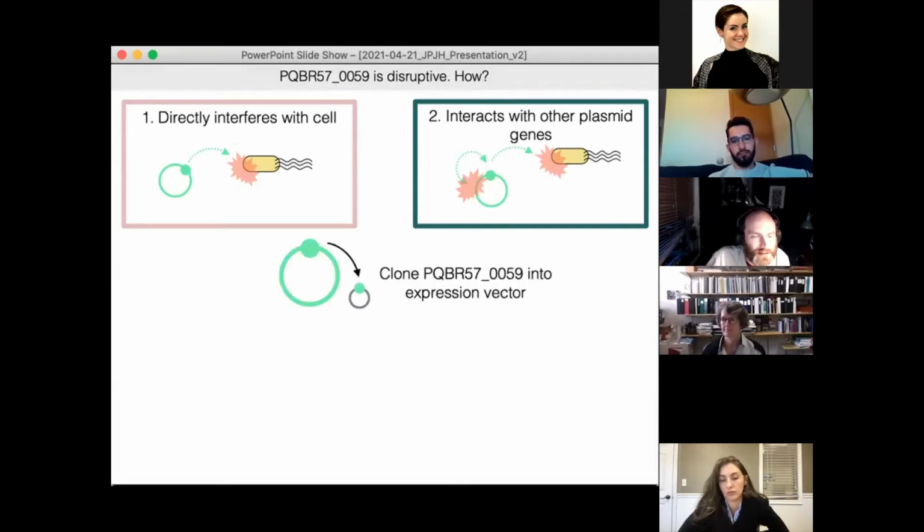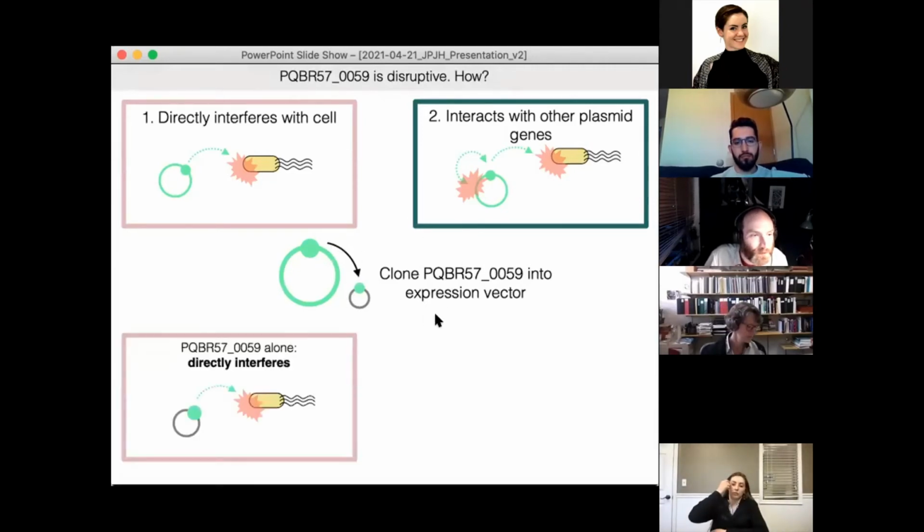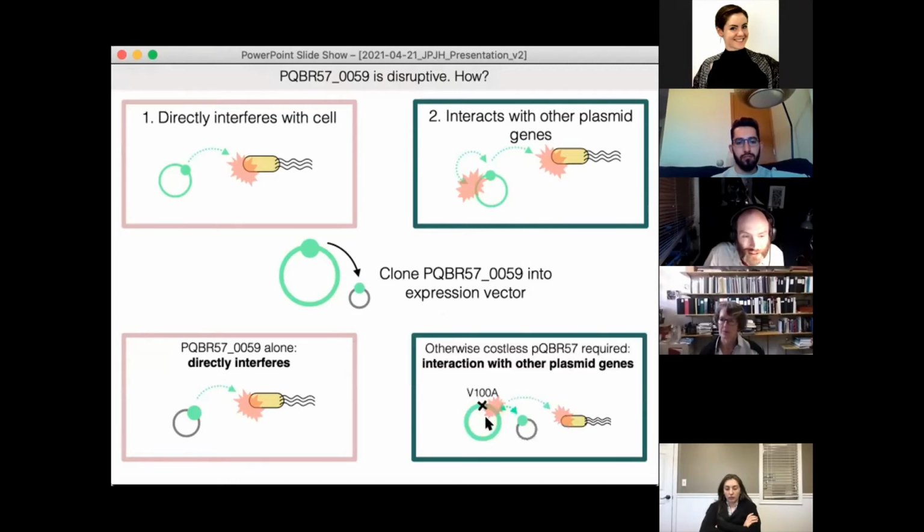To investigate this, we can take the wild type variant of this gene and clone it onto an expression vector. And we can also take the mutant variant and put it on an expression vector as a control. If this gene is toxic and it directly interferes with the cell, then putting it on this expression vector will be sufficient to recapitulate those fitness costs. Whereas if it requires other plasmid genes, we can put in the rest of the megaplasmid that otherwise doesn't have a cost because it's got the mutation in the gene, and we can see basically whether we can complement those costs like this.